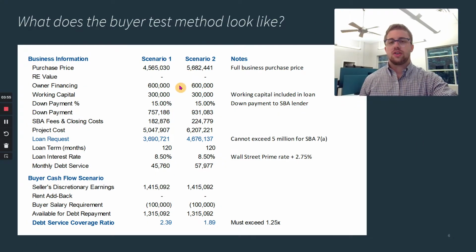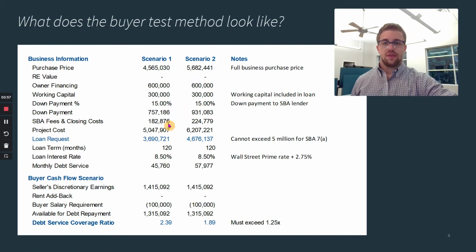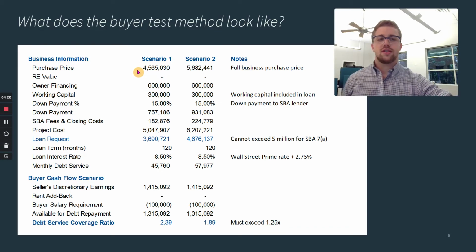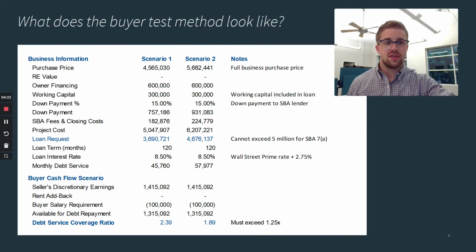So here's what the buyer test method looks like. You can see we have two scenarios. In our valuation, this would be the low price scenario, and this would be the high price scenario. So this is the range of value that we established. And then we show here the range of debt service coverage ratio that this business meets across the value. Going down the list, we have the purchase price. That's the entire purchase price of the business, not just the amount allocated to goodwill or something. This is the full value.